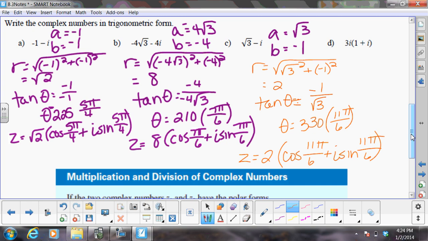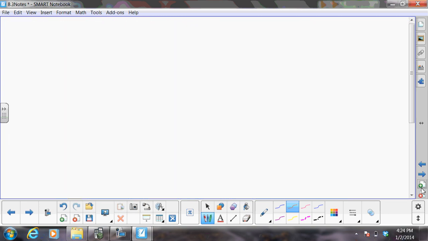And lastly, D. I'm going to put D on a separate page. So here's D. We get 3i parentheses 1 plus i. I'm going to distribute that in. So 3i plus 3i squared. i squared is equal to negative 1. So this changes to negative 3 plus 3i.